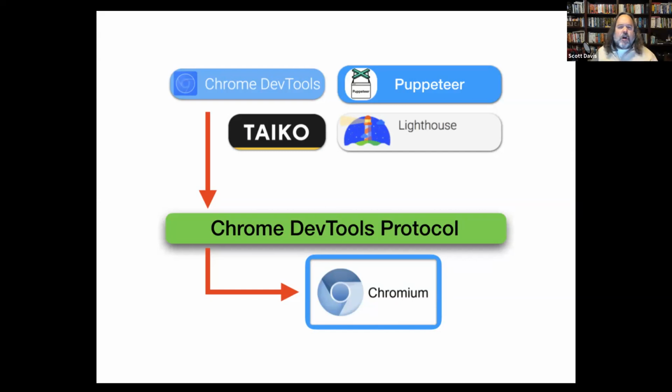These are really, it's hard for me to think of these as competitors. Anything I can do in Chrome DevTools, I can do in Taiko. Anything I can do in Puppeteer, I can do in Taiko. So if I find Stack Overflow answers, or I find blog entries on the web that are using one of these tools, I know that I can very quickly port those to Taiko.